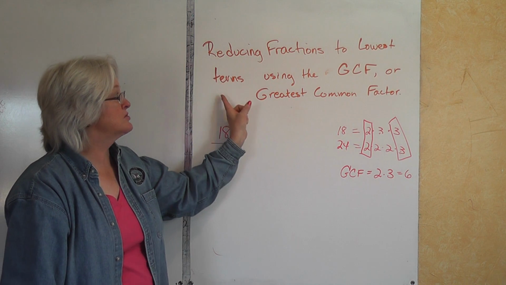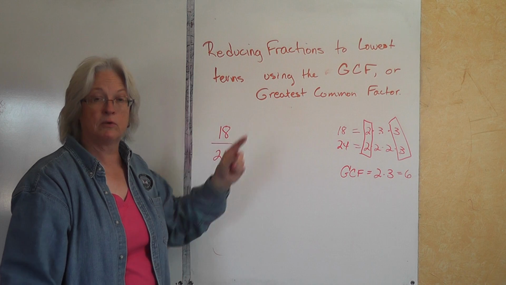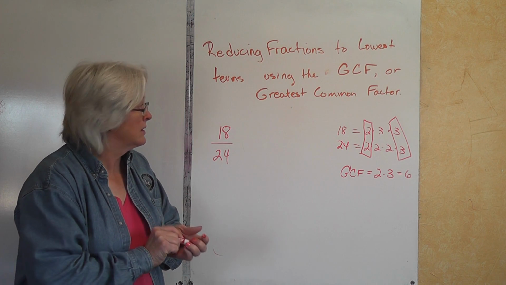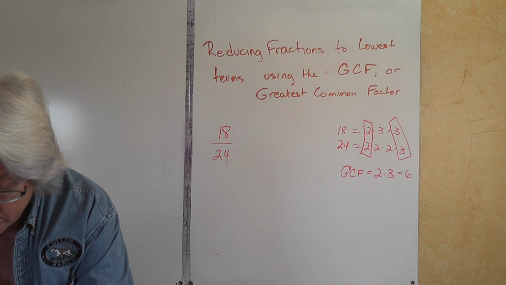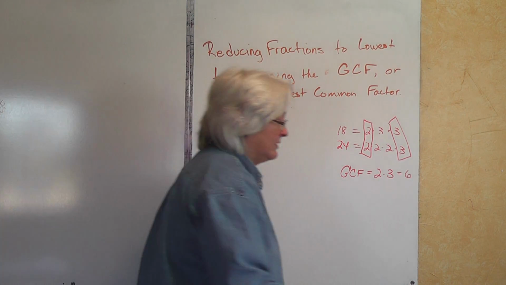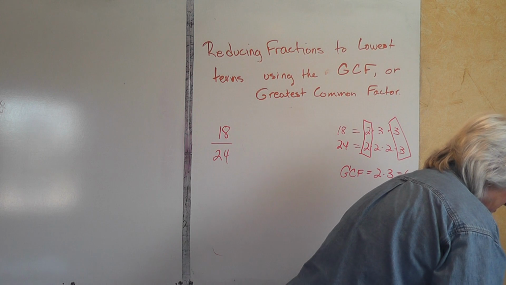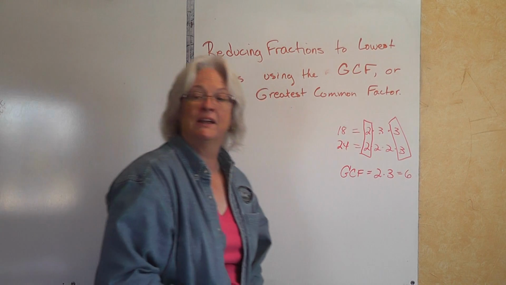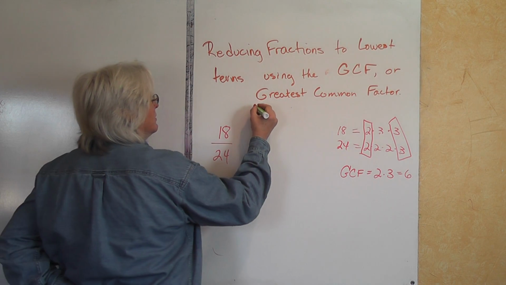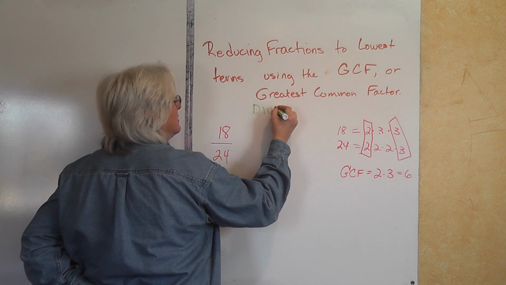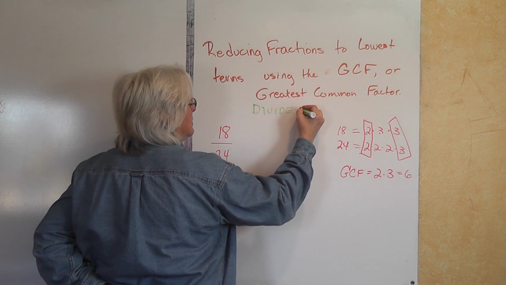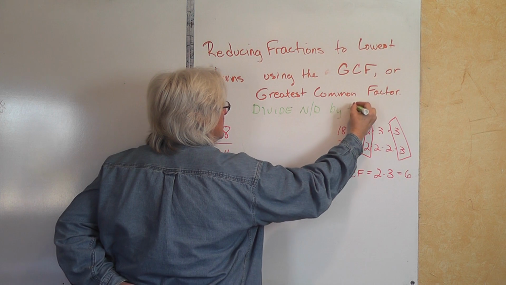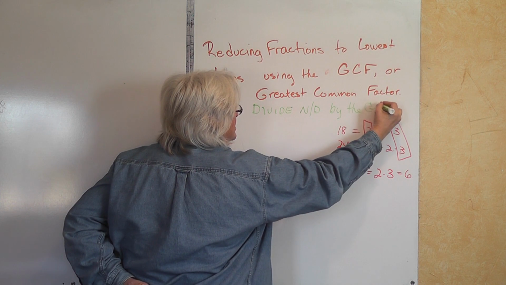So how do you reduce fractions to the lowest terms using the greatest common factor? This is what you do. What you're going to do is divide the numerator and denominator by the GCF.